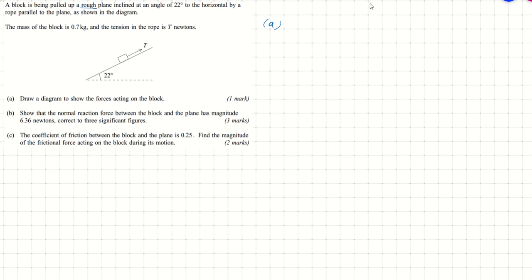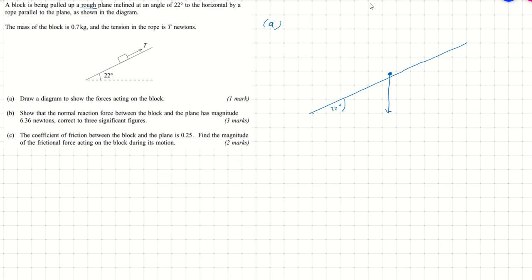So let's first of all draw the slope. We have a slope of 22 degrees. And we'll draw the block as a particle first of all. We always model it as a particle rather than a block. Now what force is acting on the block? Well, we always have the weight of the block, which is acting vertically downwards, and weight is mg.